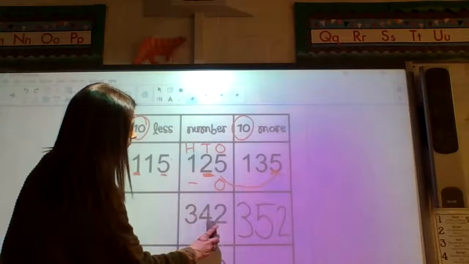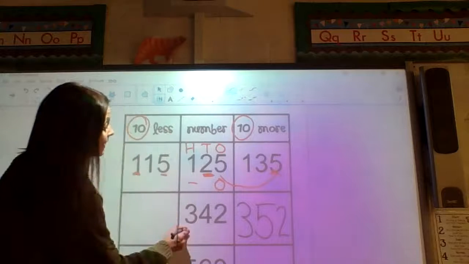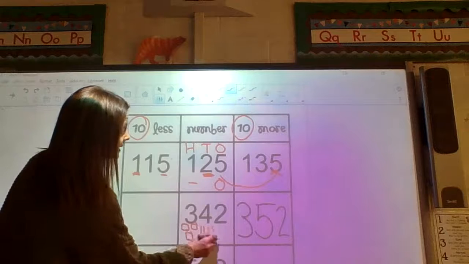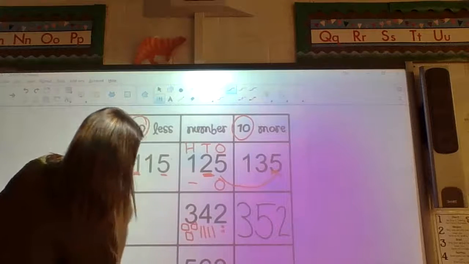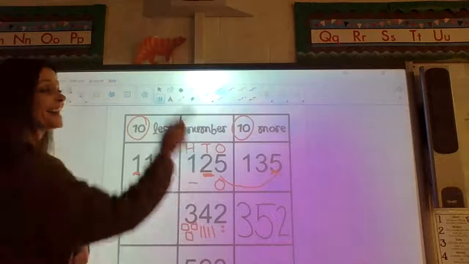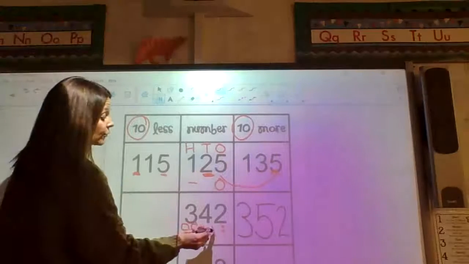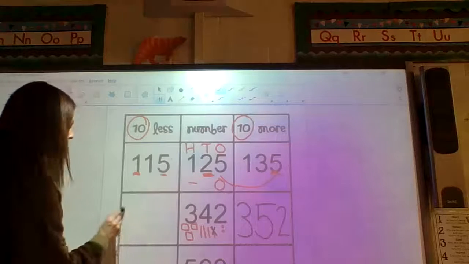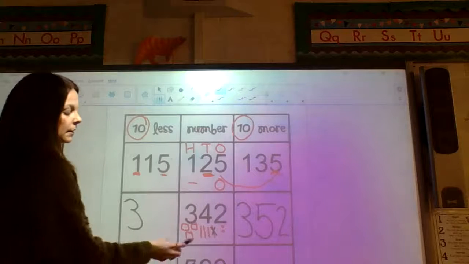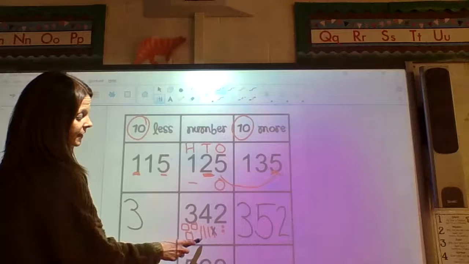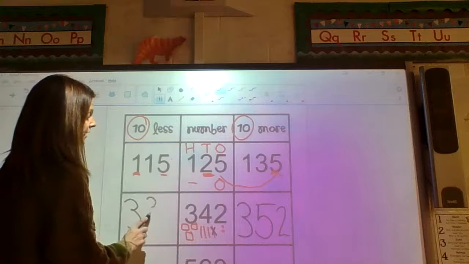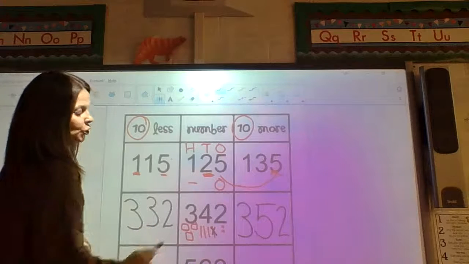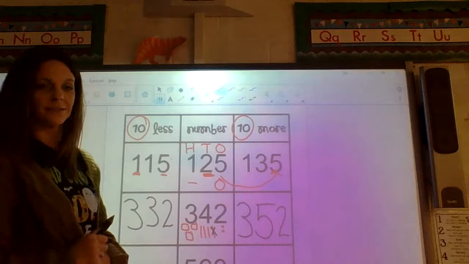Now, if I had my 300s, 4 tens, and 2 ones, and I wanted to show 10 less, I cross off to take away. Did I touch my hundreds? Nope. I did touch my tens. I see my cross off, so I have 3 left. And I didn't touch my ones, so I still have 2 ones.